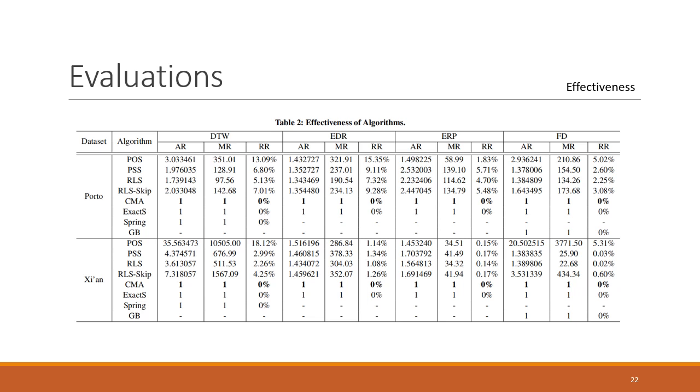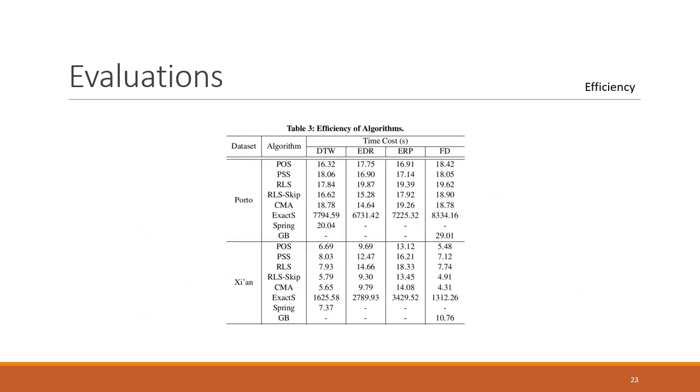In addition, the subtrajectories found by the RLS and the RLS-Skip algorithms, learned based on reinforcement learning, are also far from the optimal subtrajectories. CMA can find the exact optimal solutions in all cases. Compared with ExactS, the efficiency of CMA has improved nearly 200 times on the Xi'an dataset and nearly 15 times on the Porto dataset. The longer the length of the trajectory, the more the improvement of CMA over ExactS.